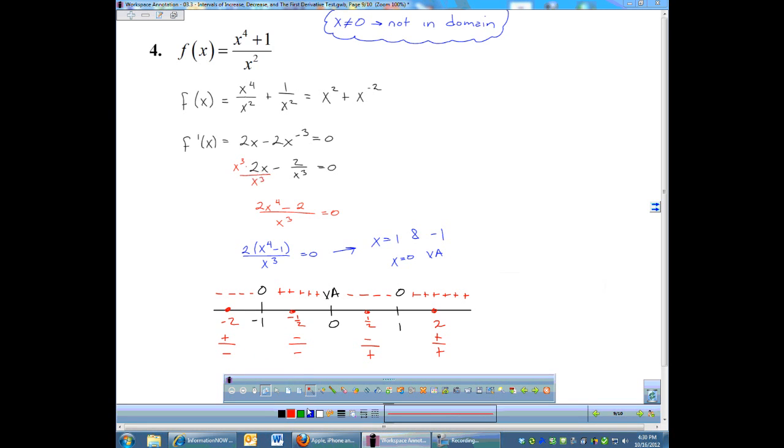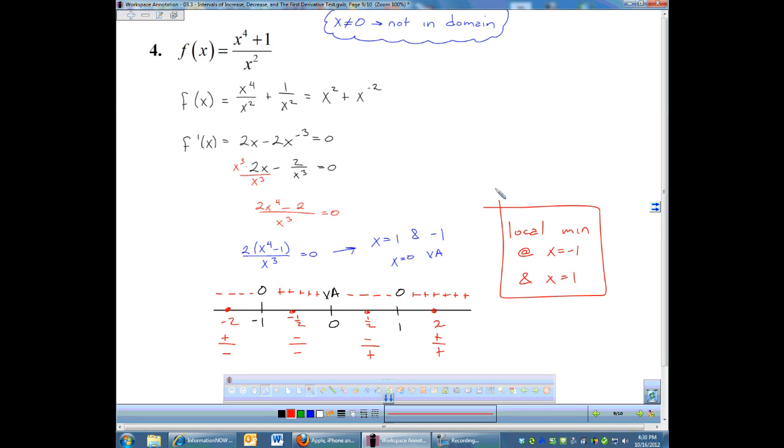Looking at this to find my local extrema, I had a critical number at x equals negative 1. Derivative changes from negative to positive, so I have a local minimum at x equals negative 1. Now, at 0, my derivative changed from positive to negative, but that's a vertical asymptote. There is no local extrema there, so make sure you don't include that with your answer. And then at 1, my derivative goes again from negative to positive, so that is also a local min there. So we have 2 local minima, no local max for this problem. And there we go. Good, good.